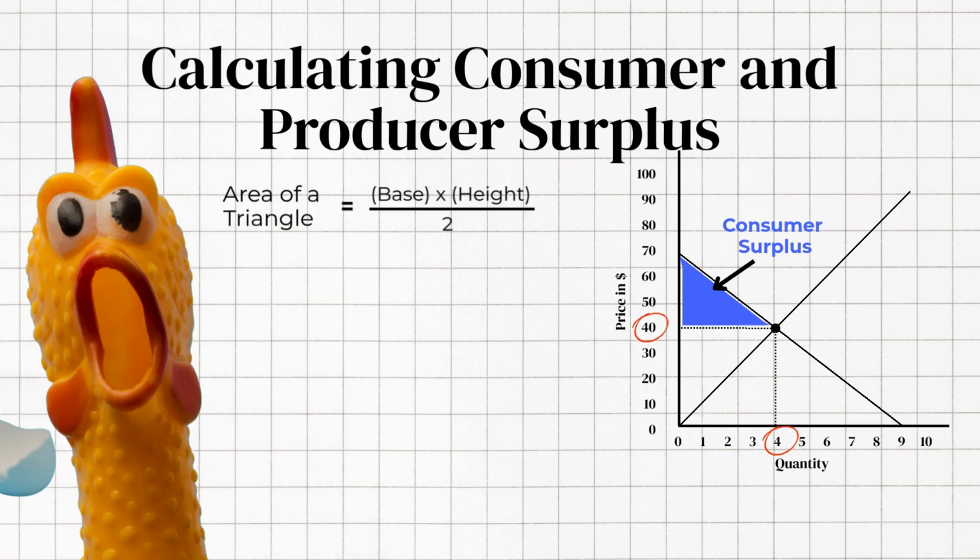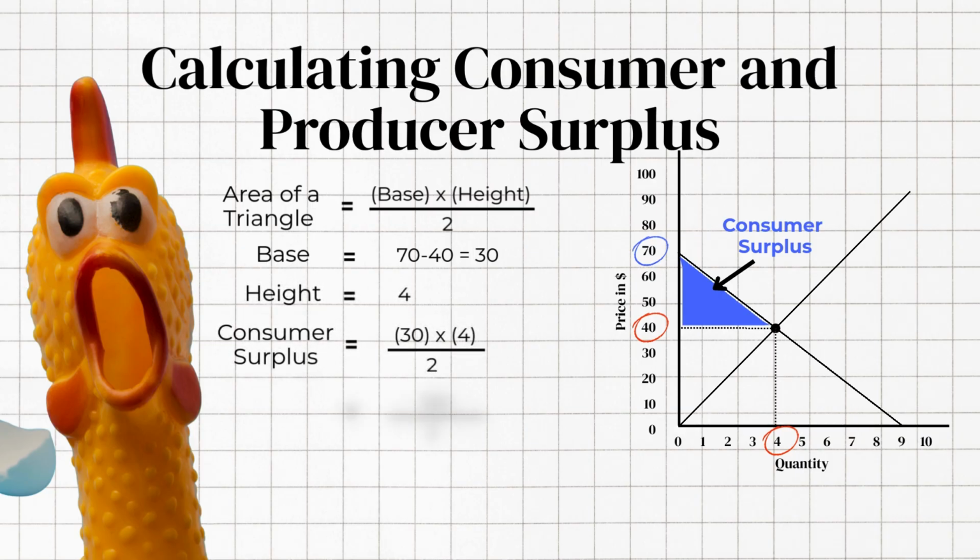Now, let's use the formula to find the area of this triangle. So the base of the triangle will be where the demand curve intersects the price axis, which tells us the highest price a consumer is willing to pay, in this case, $70, minus the actual price, $40. So our base is 30. Now the height is going to be the equilibrium quantity, which is 4 units. So our height is 4. 30 times 4 is 120. Now divide by 2 and we get 60. Since producer and consumer surpluses represent a monetary value that is gained, we express the units with money. So we can say the consumer surplus is $60.